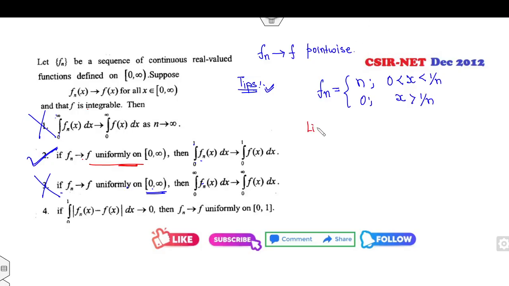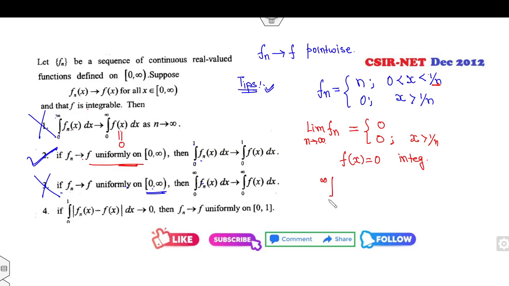So can you find the limit of Fn as n approaches infinity? What will happen? Clearly it is 0. If n approaches infinity, this limit will be 0. Clear? And clearly f of x is 0, which is integrable. Now, does this condition hold? What is the left hand side? 0. What is the right hand side?